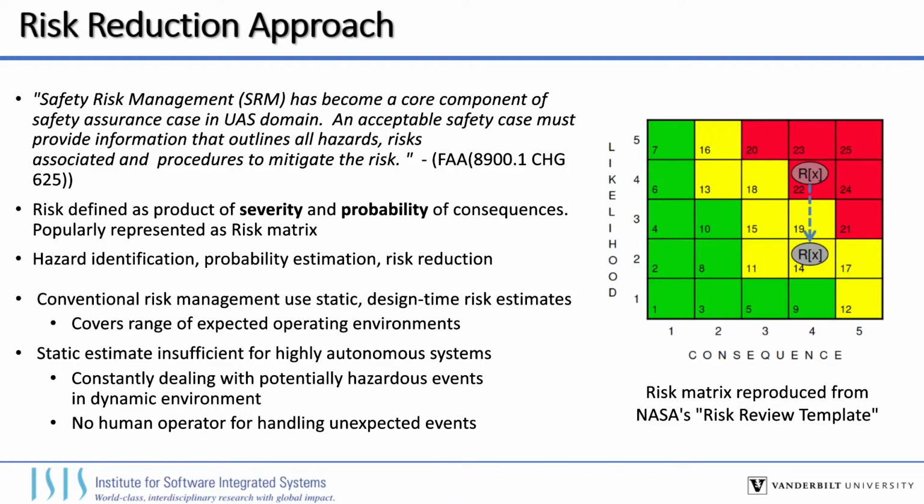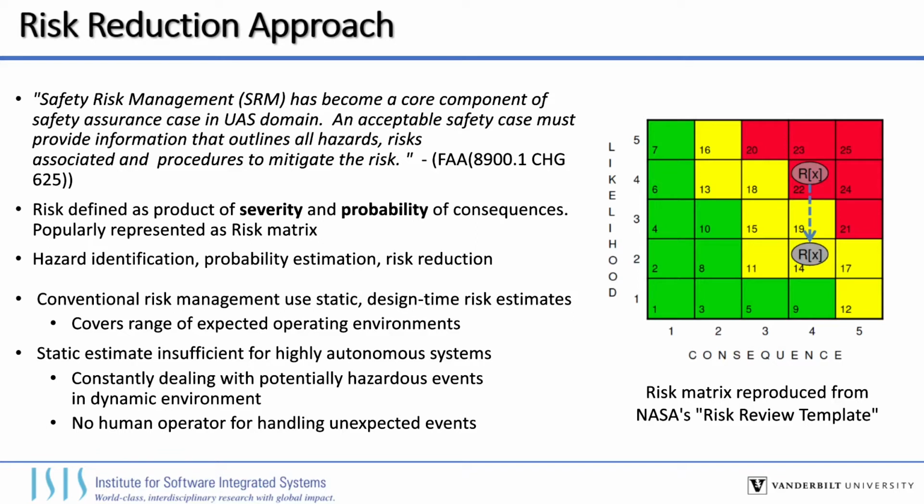As this quote from the FAA handbook mentions, risk management has become a core component of safety assurance in the autonomous aerial system domain, as well as in several other domains. And this approach generally starts with identification of hazards and the risk associated with these hazards, as well as procedures to control those hazards or mitigate the risk they pose.